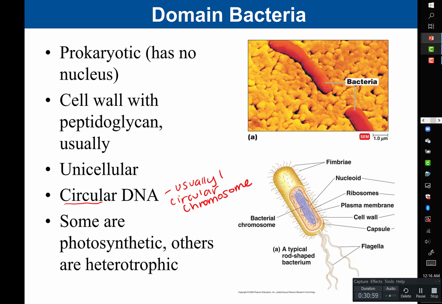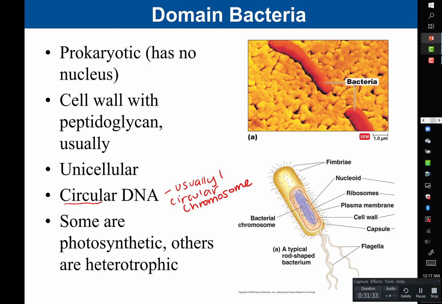You're going to see in a little bit that this is in contrast to our cells, right? Our cells don't have circular DNA. Our cells have linear DNA. They are long strands of DNA. And in our cells, each of our cells has 46 chromosomes, 46 distinct DNA molecules. Bacteria, on the other hand, have circular DNA and usually just one circular chromosome. Some can have more than one, but usually it's one.